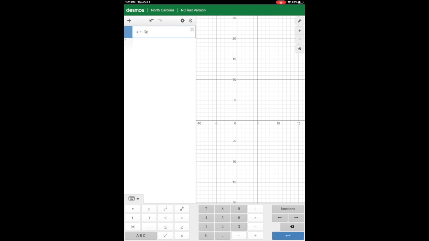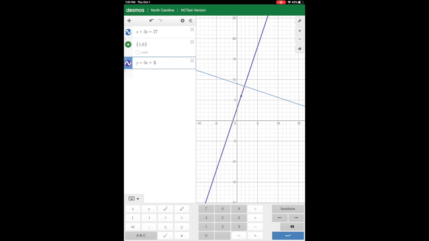So my original was x plus 3y equals 27. They asked us to go through the point (1, 6), and it needs to be perpendicular. We got y equals 3x plus 3. And we can see it is perpendicular, and we can see it goes through that point.